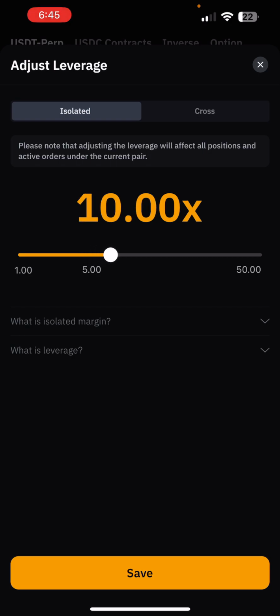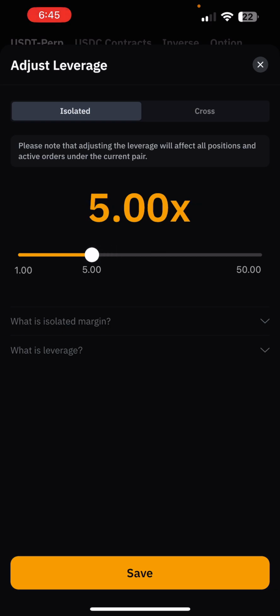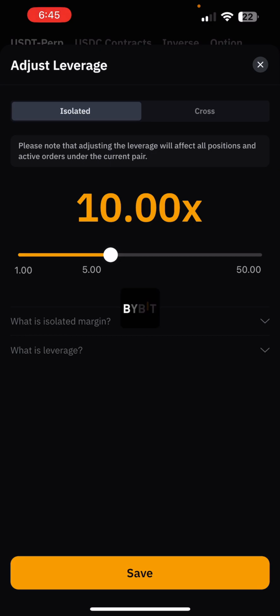And I explained that derivative future is based on leverage. So we are leveraging on this particular pair. I explained that the higher your leverage, the higher your risk. The lower your leverage, the lower your risk. Now, let me set 10x leverage. I'm using 10x leverage on this trade, and I save it.